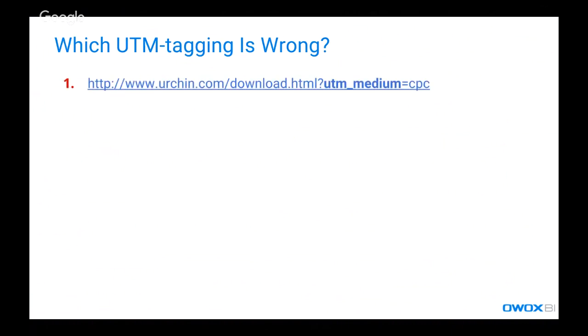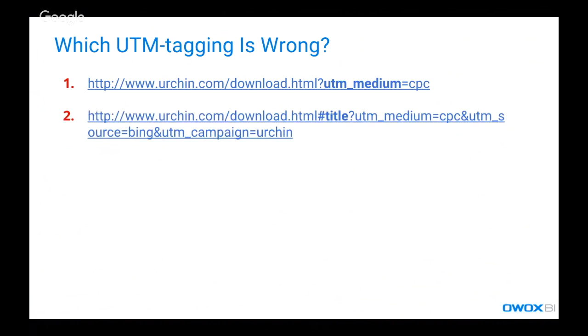Okay. As you can see, the first link is marked as incorrect, and let me explain why. There is only UTM medium there, but the required field is UTM source. It means that yes, you can use only one parameter, but it should be UTM source, not only UTM medium. The second link contains an anchor link, and when you use an anchor link, it should be at the end of the whole link after UTM parameters, not before them. So this link is incorrect too.